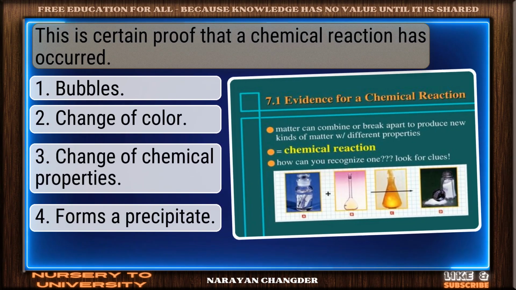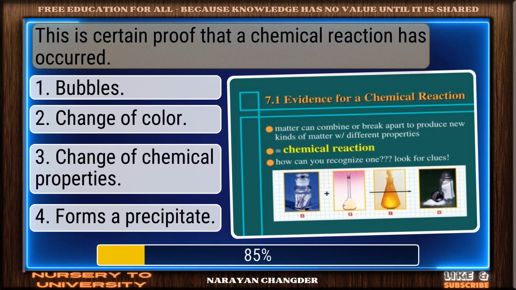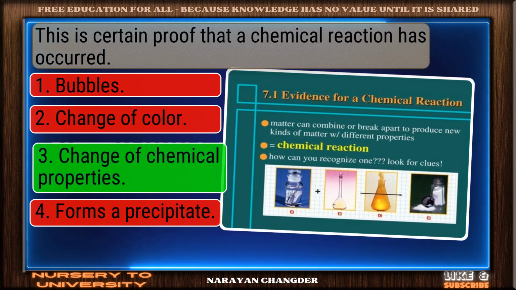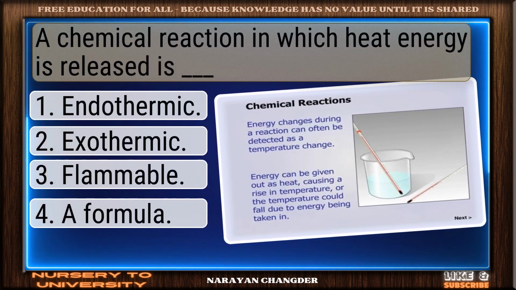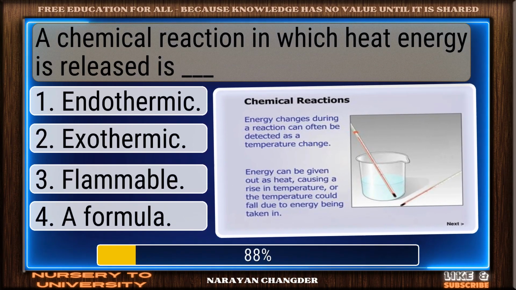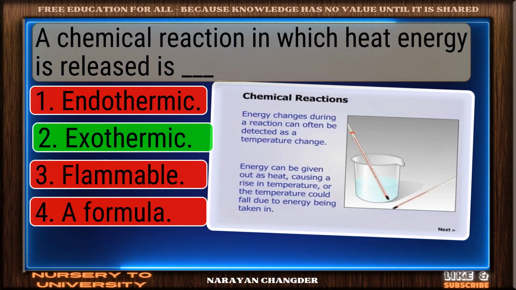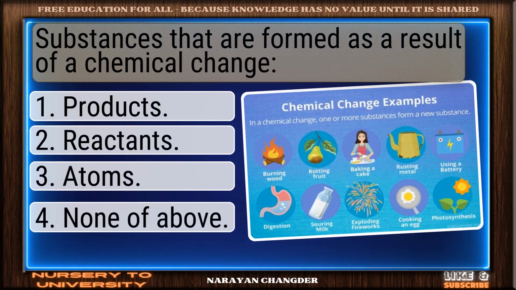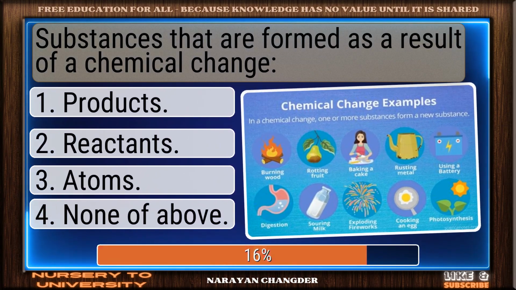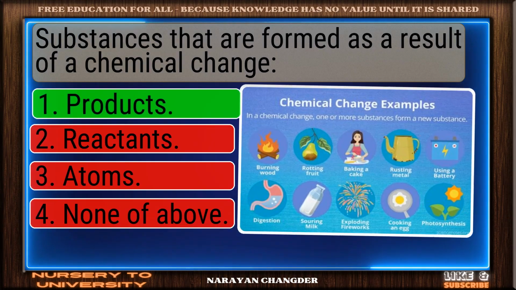This is certain proof that a chemical reaction has occurred. Nice selection. Change of chemical properties is the correct and valid answer. A chemical reaction in which heat energy is released is dash. Strong choice. Exothermic is the right answer. Substances that are formed as a result of a chemical change. Bravo. Products is the answer.